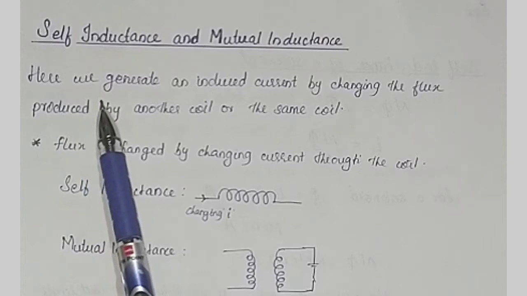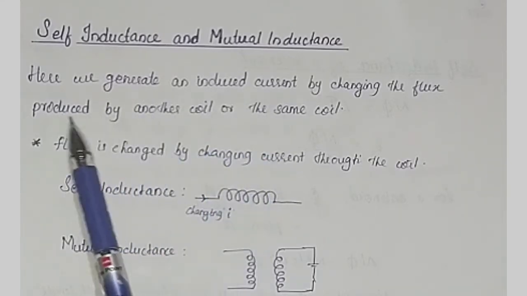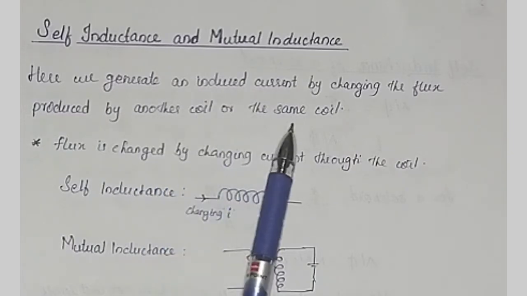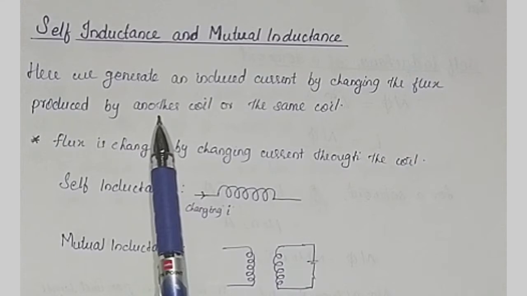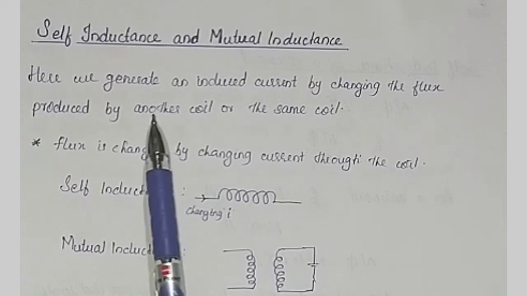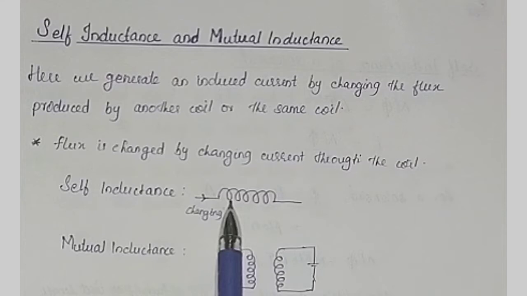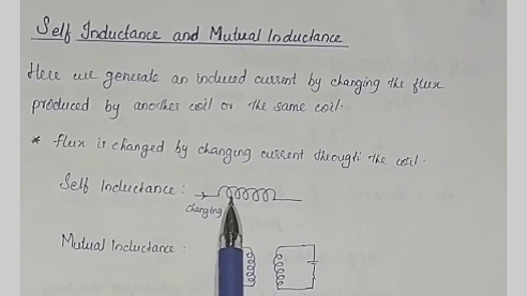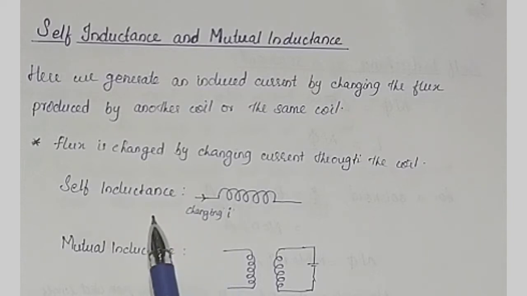Now we will see the method in which we will induce a current by changing the flux produced by another coil or the same coil. So here we are not going to use an external magnetic field. Instead of that, we are going to change the flux. So if we are changing the current through a coil and changing the flux associated with this coil and thus producing an EMF, then this method is called self-inductance.